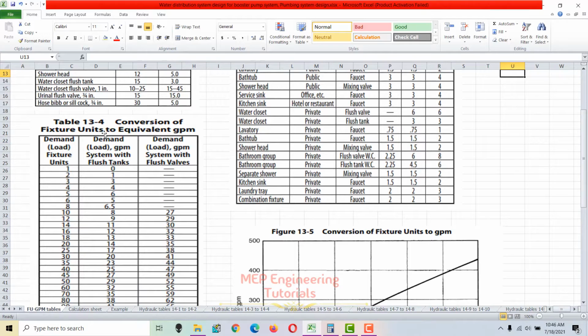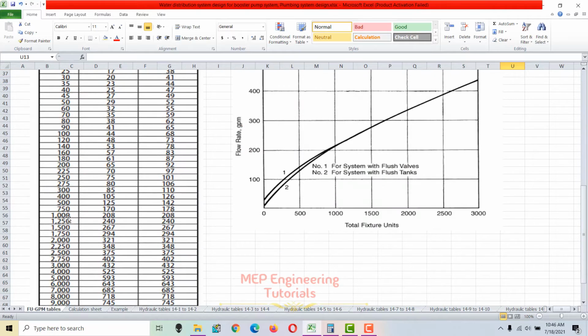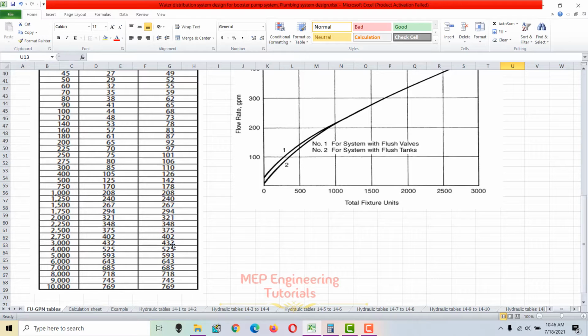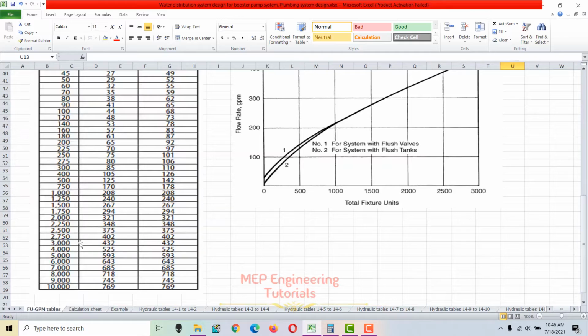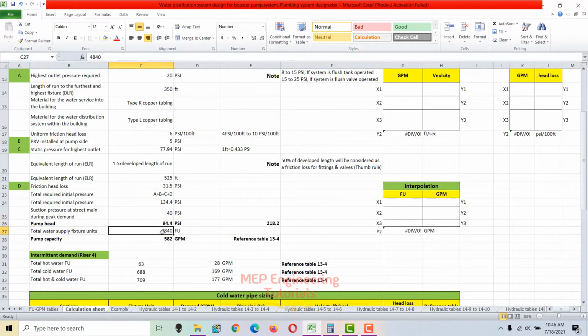If you see the conversion of fixture unit to equivalent GPM, this is for the flush tank, and this is for the flush valves. Note that after 1000 fixture units, the values are the same for flush tanks and flush valves. In our case, we have to check for 4840 fixture units. We have values at 4000 and 5000, so we will apply the interpolation formula to get the exact value of the GPM at 4840.